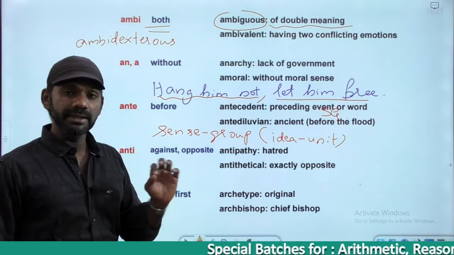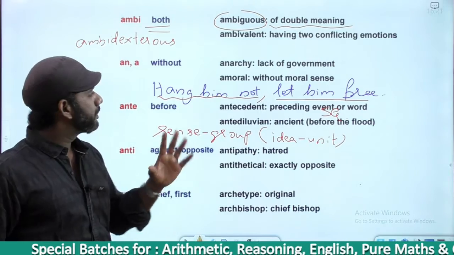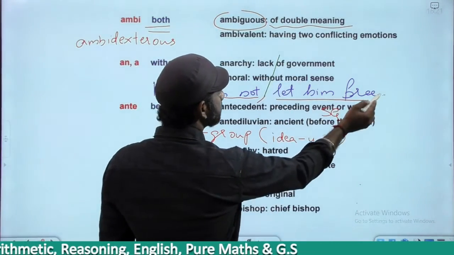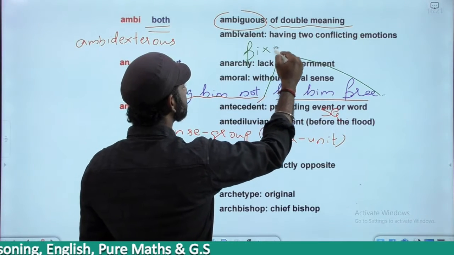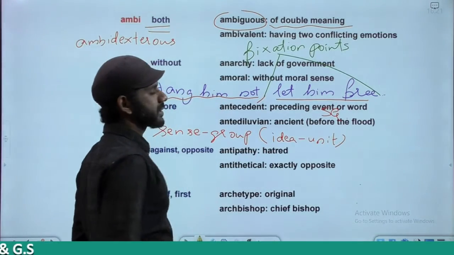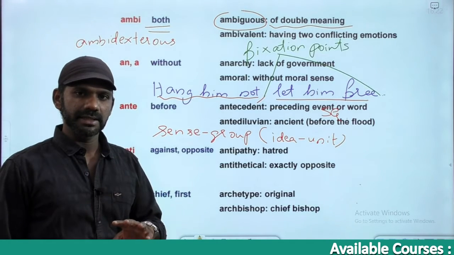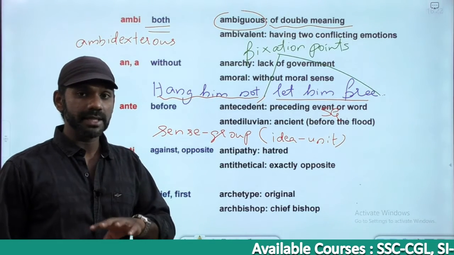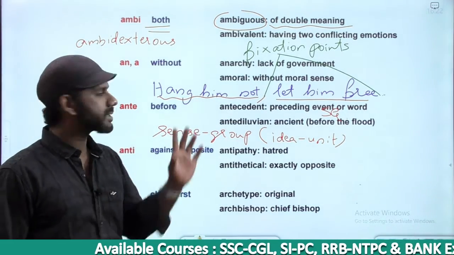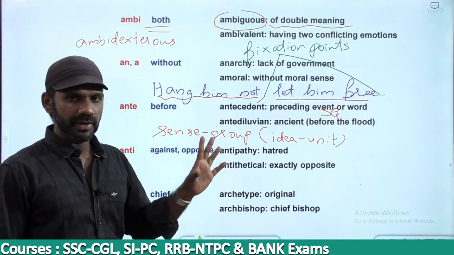Keep on reading until where you find a punctuation mark. The places where you find punctuation marks are termed as fixation points. Fixation points are the places where you find punctuation marks. This comes in speed reading techniques. You can understand the meaning of a sentence and the charge of a sentence only if you pause at places where you find punctuation marks. Now we have only one way of reading the sentence, and that way is hang him not, let him free. That's the only way of reading the sentence right now.